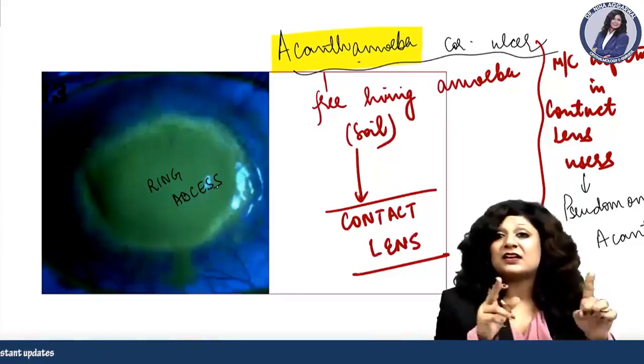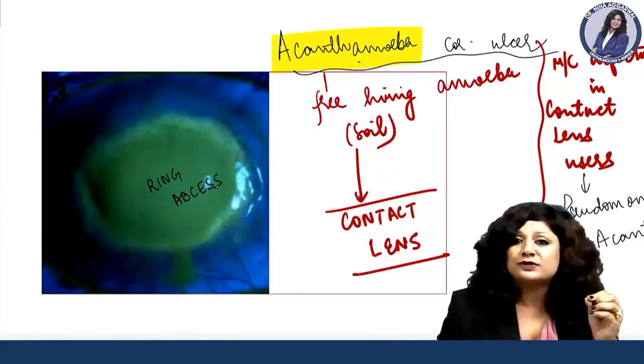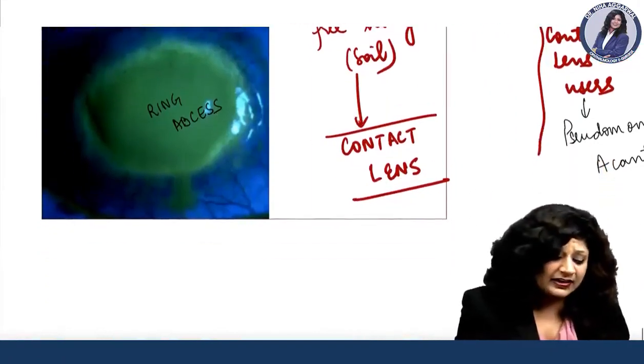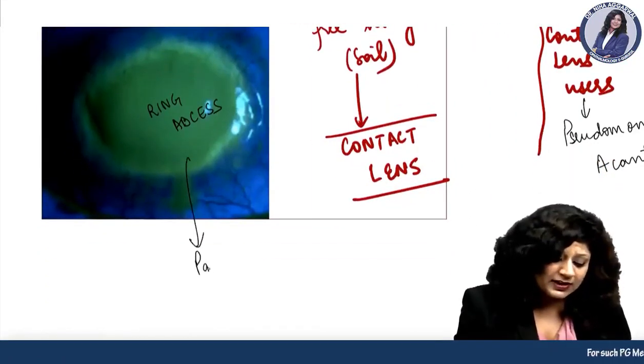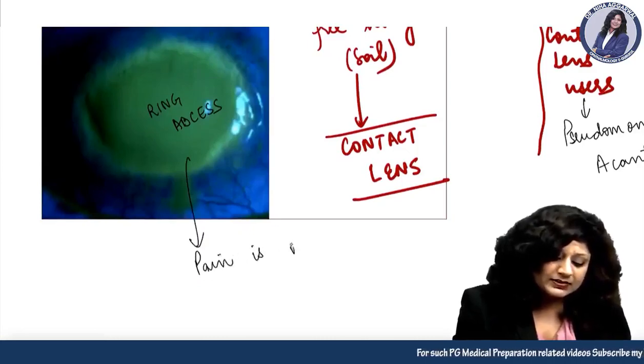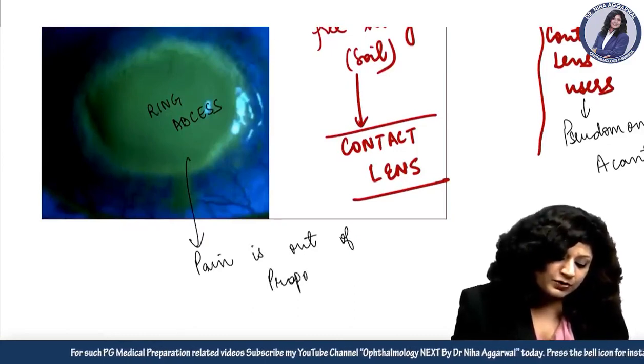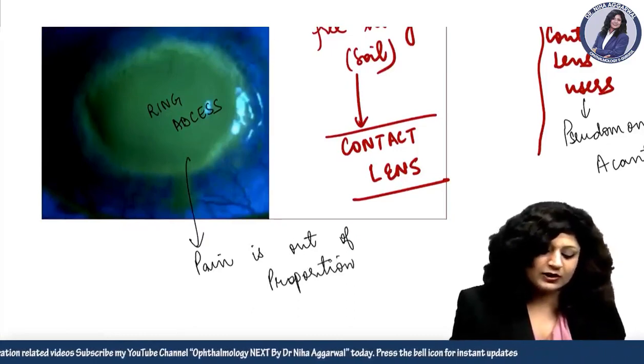Ring-shaped ulcer, the ring abscess. We have used fluorescein staining, that is why you are getting the whole of the ulcer, and it's a very painful ulcer. Here pain is out of proportion. Pain is out of proportion to the size of the corneal ulcer.